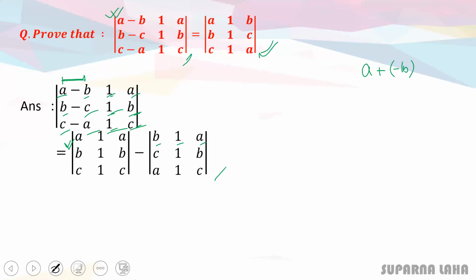Now look at this first determinant. Can you apply any property? Just look at this determinant. Can you apply any property? Yes, definitely you can. You can apply the second property, that is, if two rows or two columns are identical, we can say the determinant value is 0. Here column 1 and column 3 are identical. All the elements are same. So they are identical. That means we can write down this value is 0. So the remaining part is this portion.